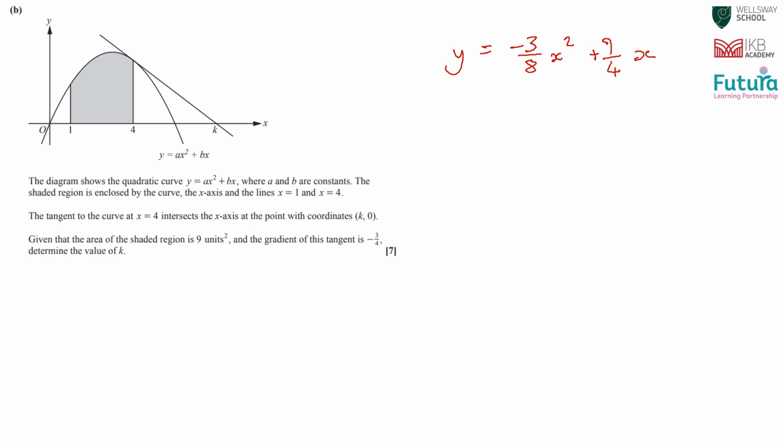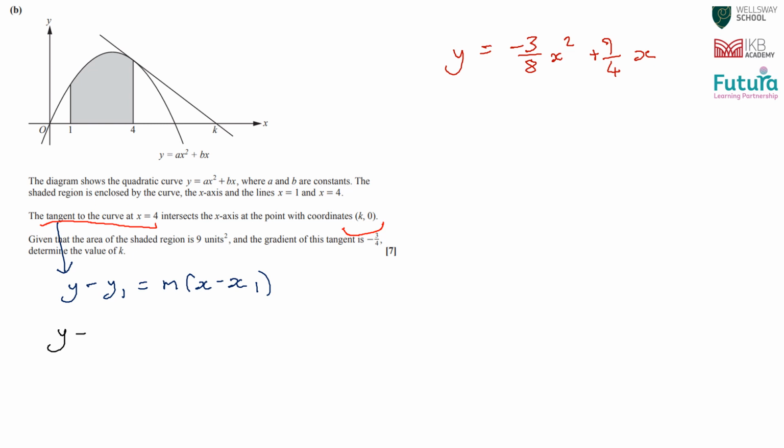Let's just see what we're told now. Let me just reread this. We're told the tangent to the curve at the point x equals 4 intersects the x-axis at the point with coordinates k, 0. So it makes sense that we need to find the equation of a tangent. Now a tangent is a straight line. The equation of any straight line is given by y minus y1 equals m times x minus x1, like this.